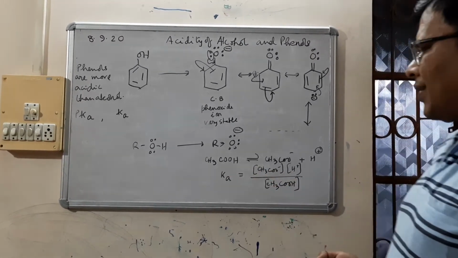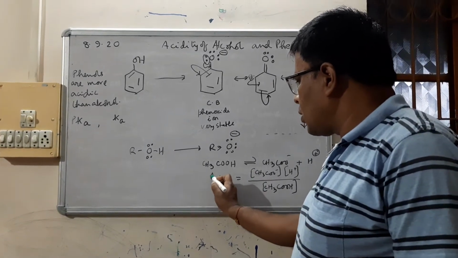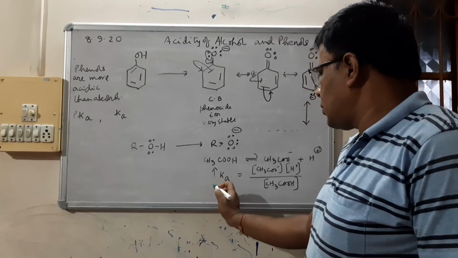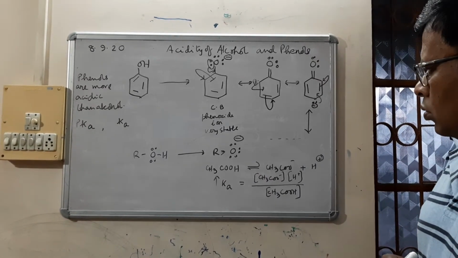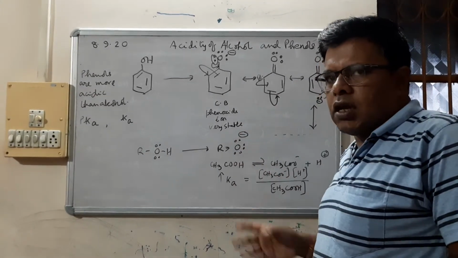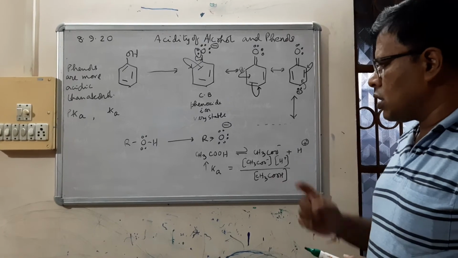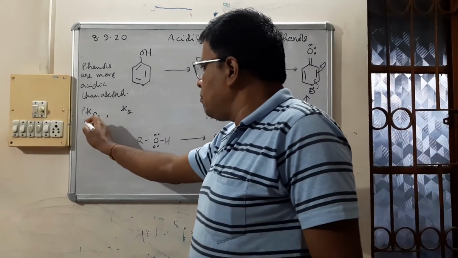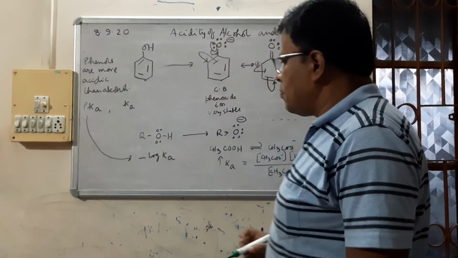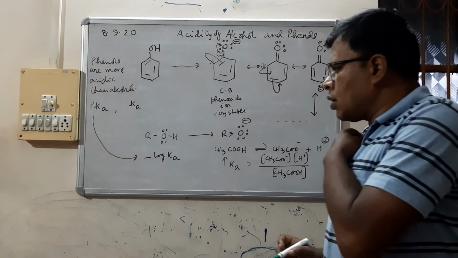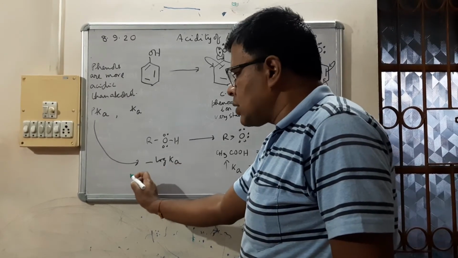This is called Ka. This is called the acid dissociation constant, and the greater the value of Ka, the greater is the acidity. So if Ka values are given for weak acids, from the Ka value we can make out which one is stronger and which one is weaker. And pK is defined as minus log of Ka.